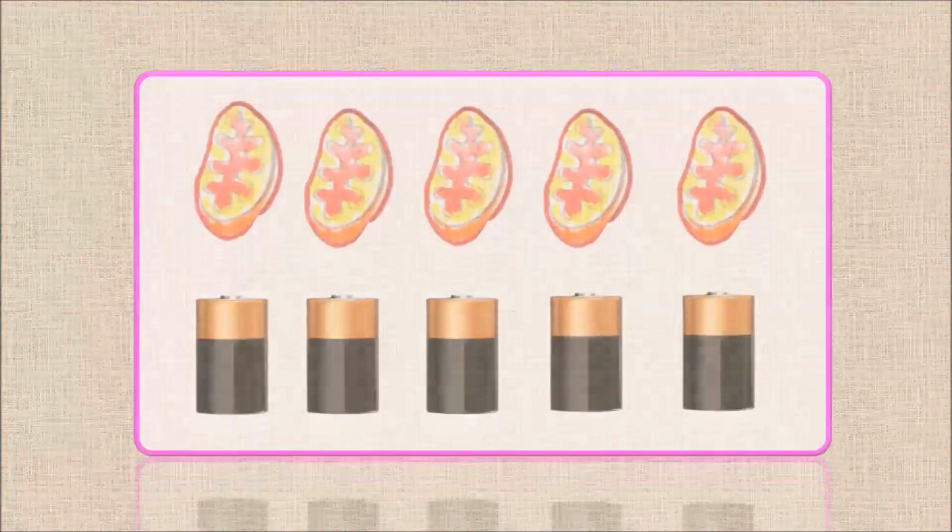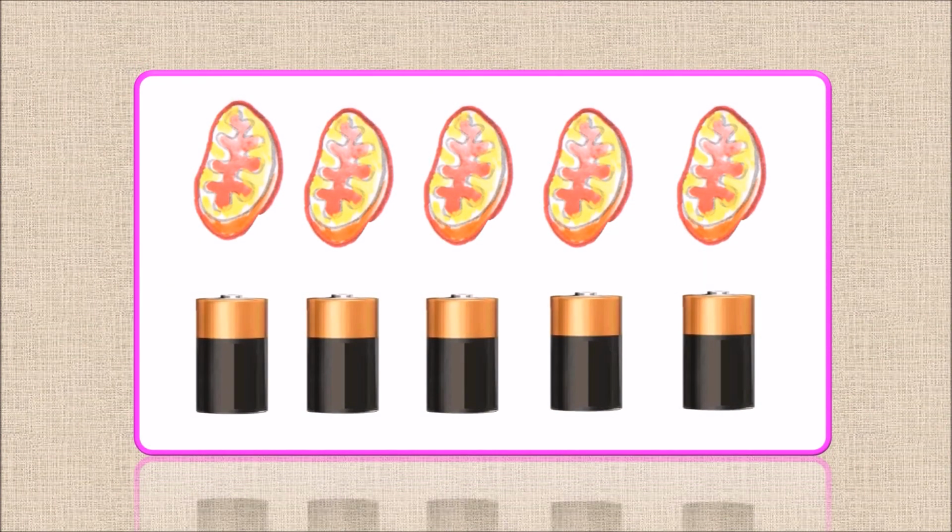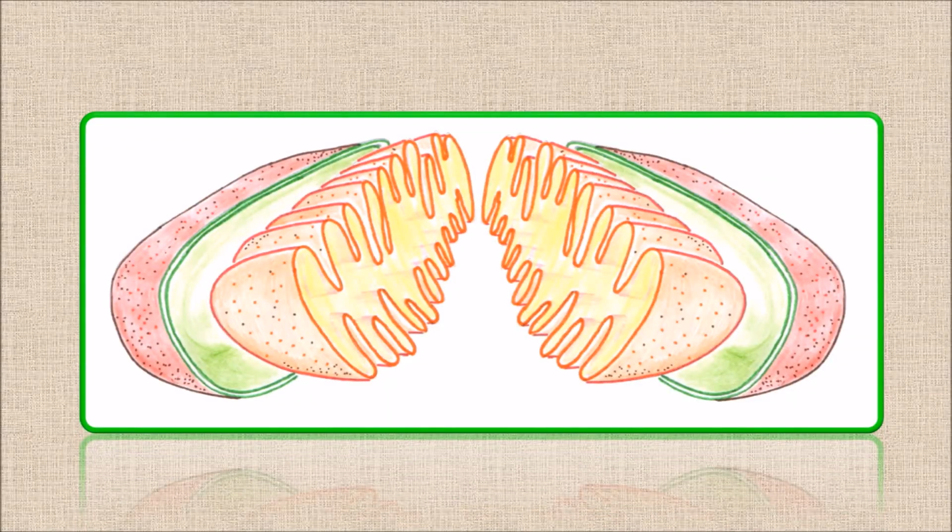The main role of mitochondria is to provide the chemical energy to maintain all the cell functions. This energy comes from ATP, also known as adenosine triphosphate. And the ATP production occurs in the mitochondrial cristae.